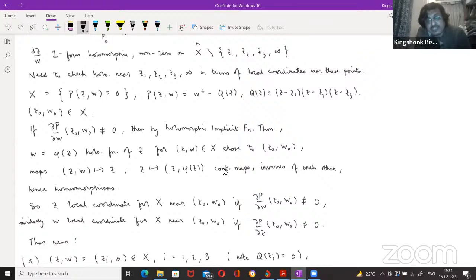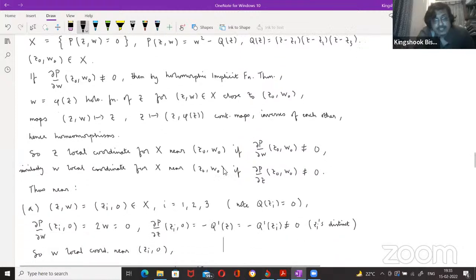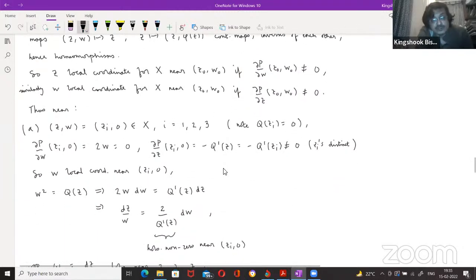Okay, so near a point of the algebraic curve, if ∂p/∂w is non-zero, then z is a local coordinate. And similarly, if ∂p/∂z is non-zero, then w will be a local coordinate for the algebraic curve. So now let me look at the points on the curve where the z coordinate is equal to one of the roots of the cubic polynomial q. So what are these points? Here z is equal to z_i, i goes from 1 to 3, and w is equal to 0, because w squared is q(z_i), which is 0. So I have these 3 points on the algebraic curve, (z_i, 0).